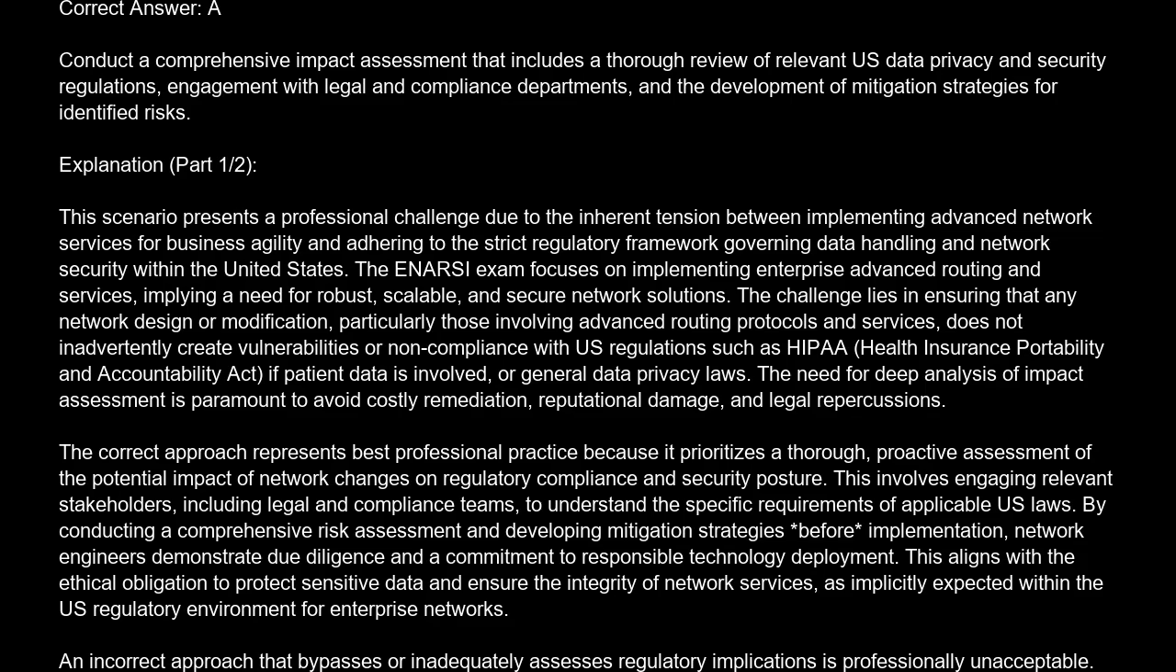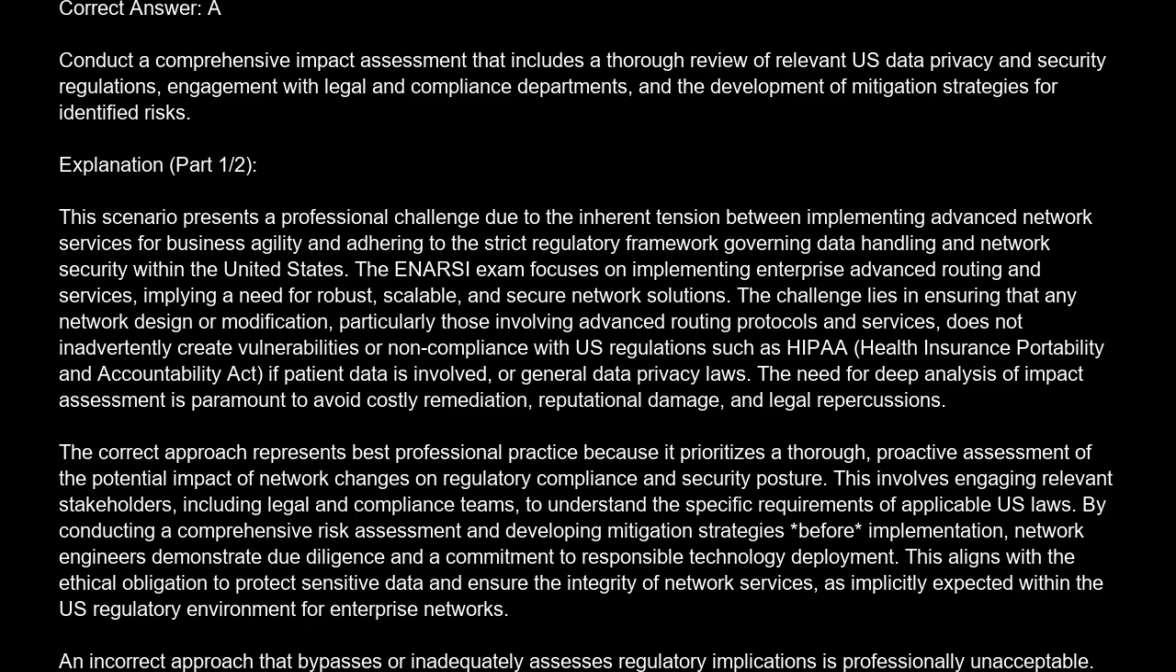The correct answer is A. Conduct a comprehensive impact assessment that includes a thorough review of relevant U.S. data privacy and security regulations, engagement with legal and compliance departments, and the development of mitigation strategies for identified risks.